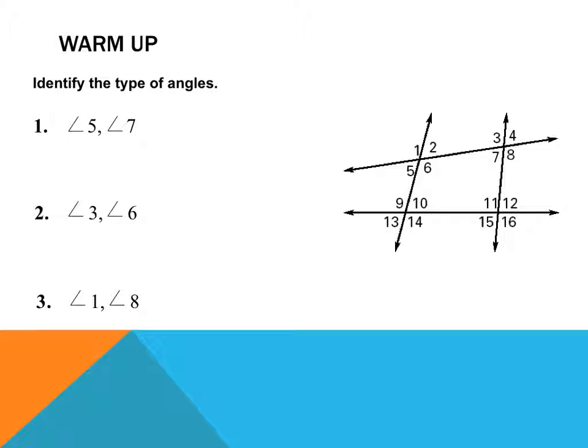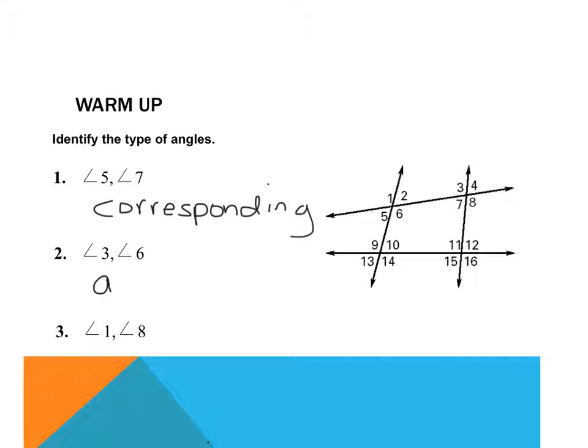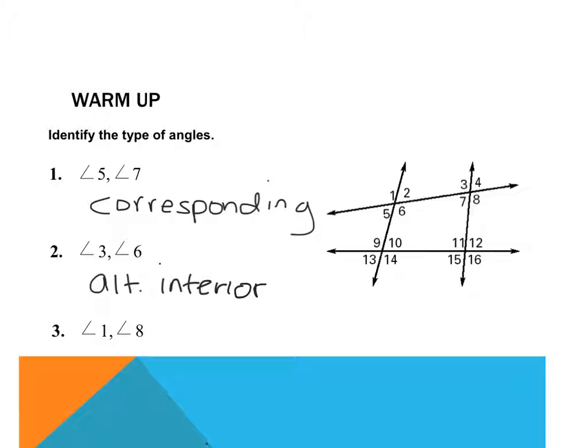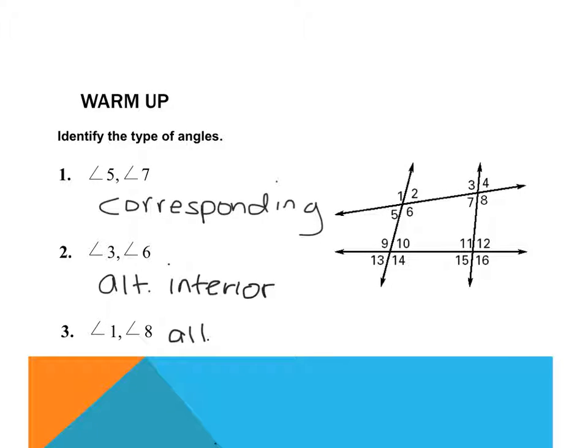So 5 and 7 are what kind of angles? Corresponding, good. 3 and 6? Alternate interior. And 1 and 8? Good. Alternate exterior. Everybody good on that, right?